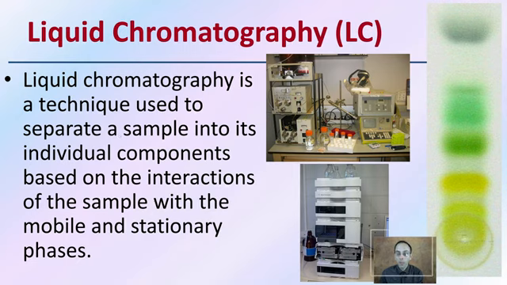Then we have something called liquid chromatography, which operates around the same basic idea as gas chromatography, except this is a technique used to separate samples into its individual components based on the interactions of the sample with a mobile and stationary phase. You may have done separation on a very basic scale, like, for example, inks of pens, or, for example, plant material, separating out chlorophyll. These are examples of liquid chromatography.